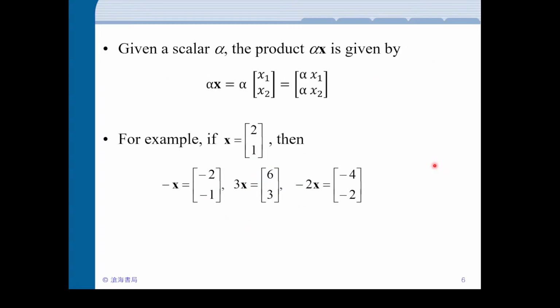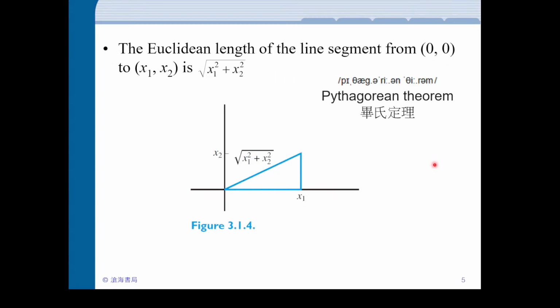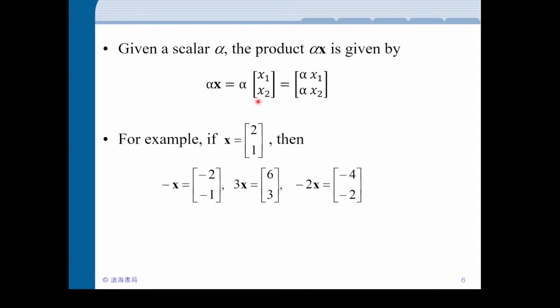Okay, and now we start doing something more interesting. Given a vector, we can multiply it by some scalar. This is scalar multiplication on R2, and we are going to see a lot of scalar multiplication today, but we start with the easy one. We multiply a vector by some scalar alpha, which is just a number. We define it as multiplying both coefficients by alpha. For example, if your x is 2, 1, then you can multiply by minus 1. When you put a minus here, we mean multiply by minus 1.